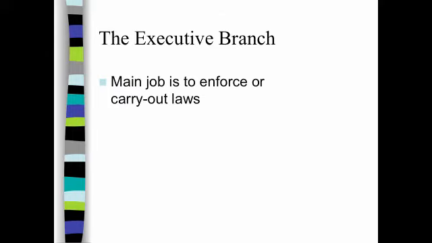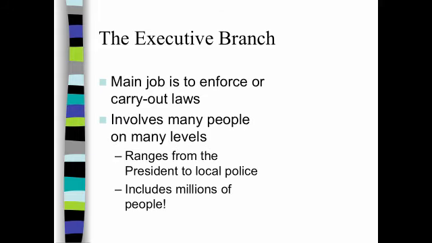All right, on to today's lesson. The executive branch. The main job is to enforce or to carry out laws. It involves many people on many levels. It ranges from the president to the local police, and in truth, it can actually count about, we're looking at millions of people. Why is that? When you look at the executive branch, there are so many people that are charged with enforcing the laws or executing the laws.